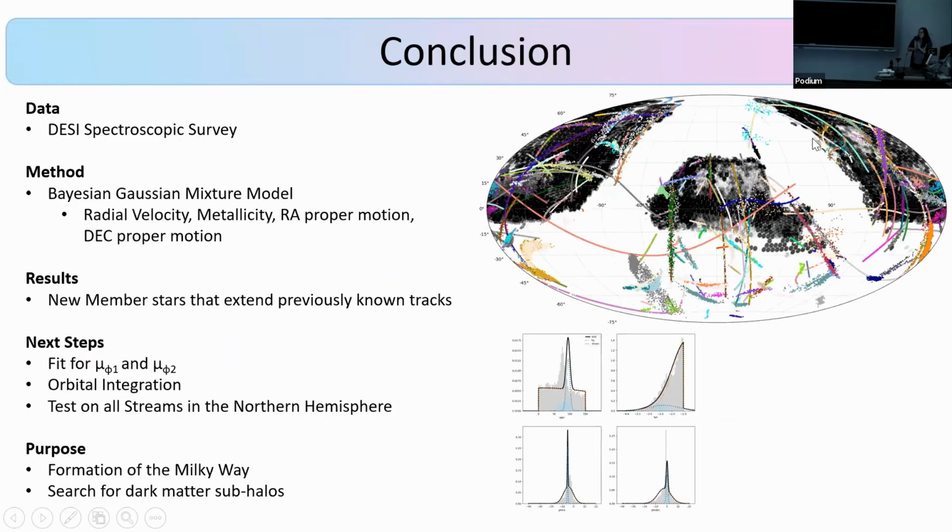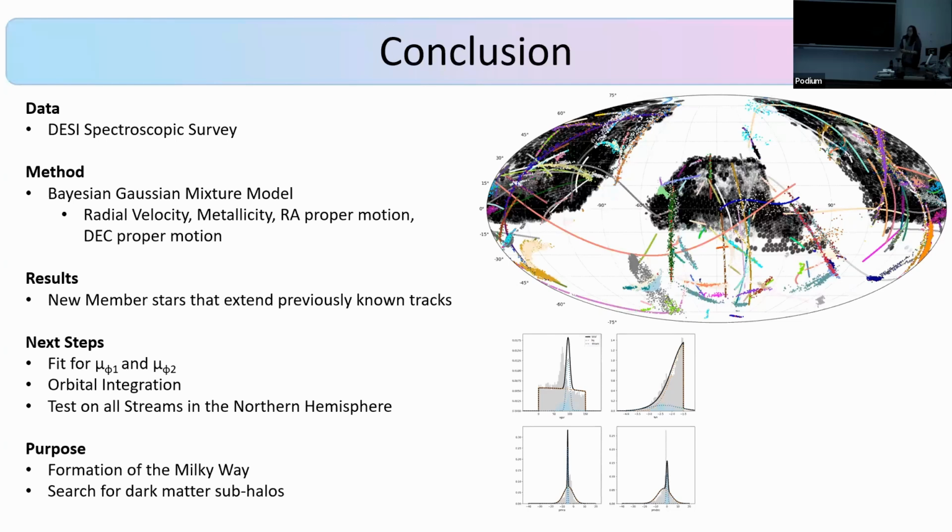But yeah, in conclusion, I've been using the DESI survey, which is a really cool new survey that should be out soon. Using a Bayesian mixture model, a Gaussian mixture model, which says we're fitting two Gaussians to our data, one for the background and one for the stellar stream. I found new member stars that have filled in the tracks and extended the tracks of a lot of stellar streams. And this is cool because we get to understand more of what impacts our Milky Way and form a better picture of it as well.